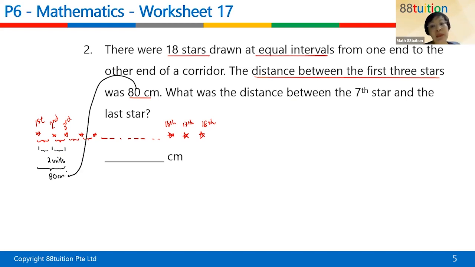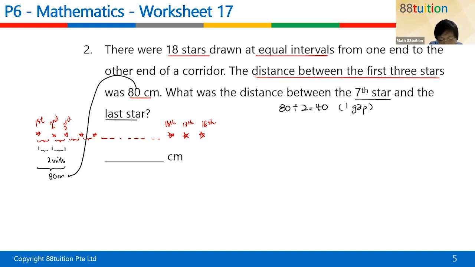So 80 belongs to 2 units, right? So I need to find 1 unit. So 80 must be divided by 2, which will give me 40. That is for 1 gap. Equally, 1 unit for sure. So now he wants to find the distance between the 7th star and the last star.